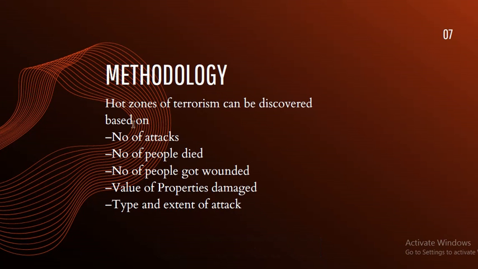Coming to the methodology I followed for objective one, to find the hot zones of terrorism, it can be discovered based on the number of attacks and the frequency, how many people have lost their life and how many people got wounded, what is the value of properties damaged, and what is the type and the extent of the attack.